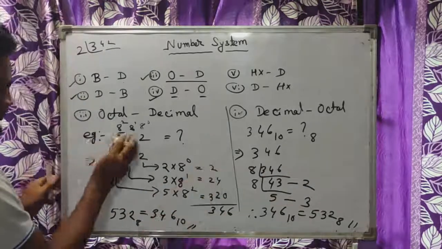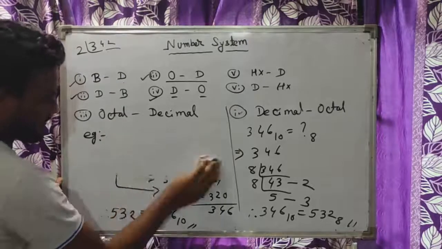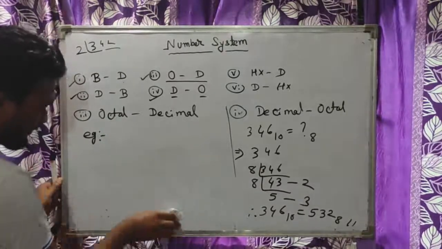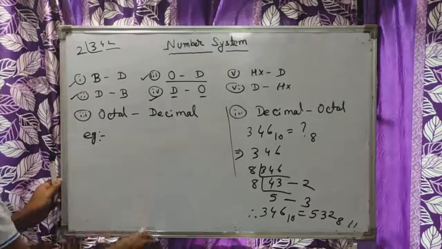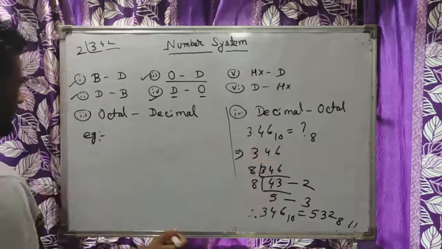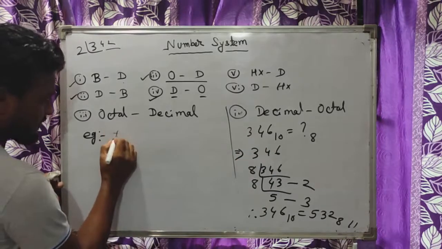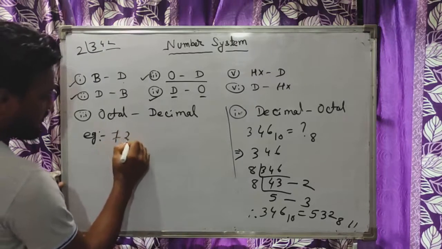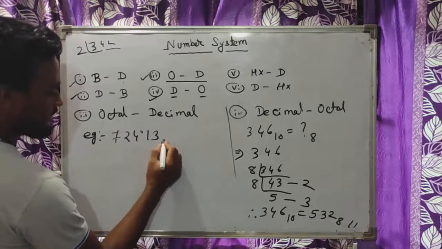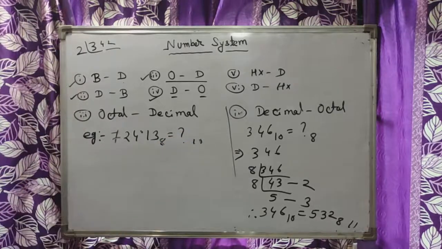So now let's take another example. This time I'll take one with a fraction. Please note it down; in order to note down this exercise, please pause this video and then note it down. Now let's take one number, suppose one octal number, 724.13. Say this is the octal number and we have to find its decimal number, right?